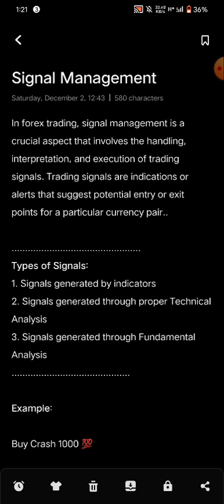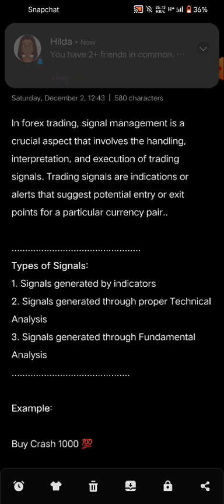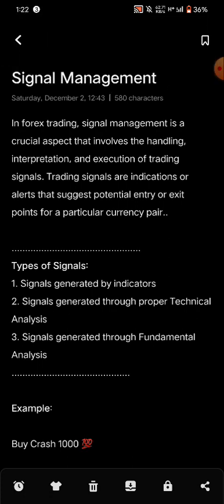So we have different types of signals, and they can be executed by you, or by an expert, a mentor, or a robot. Number one, we have signals generated by indicators. Number two, we have signals generated through proper technical analysis. Number three, we have signals generated through fundamental analysis. So these are basically the three categories of signal types.